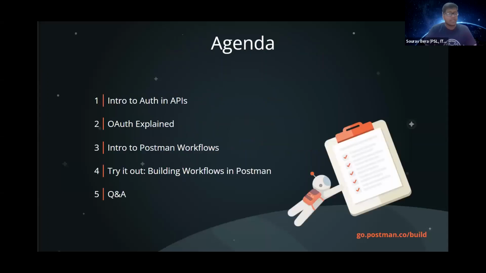So today we'll learn how to build an automated API workflow in Postman to create a discovery app with the Spotify API. First, we'll cover the authentication and OAuth, a bit of the theory. Then we'll talk about building workflows themselves. And finally, we'll get to building one custom workflow. Once we're done, I will share a couple of resources that you can also use to further your learning. At the end, we'll have the Q&A session.